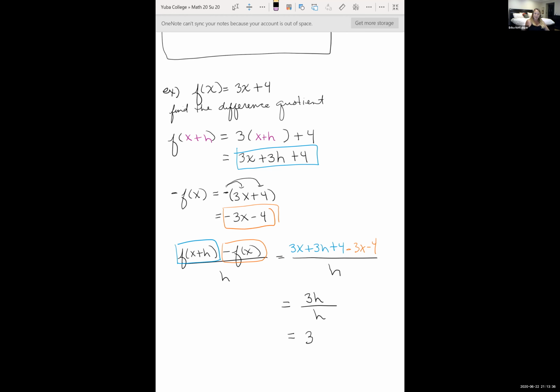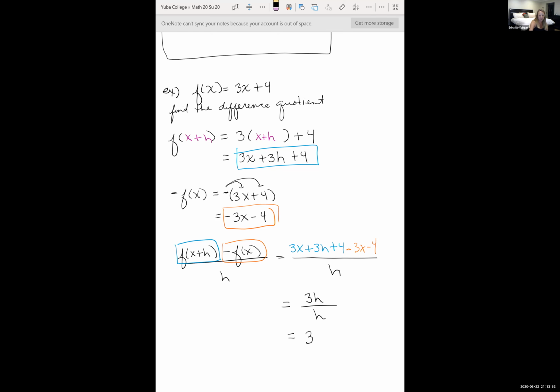So basically the difference quotient, I'm just going to tell you, if you're given an equation and you use that difference quotient, you can find the rate of change, how fast that slope is changing on that graph at a particular value.